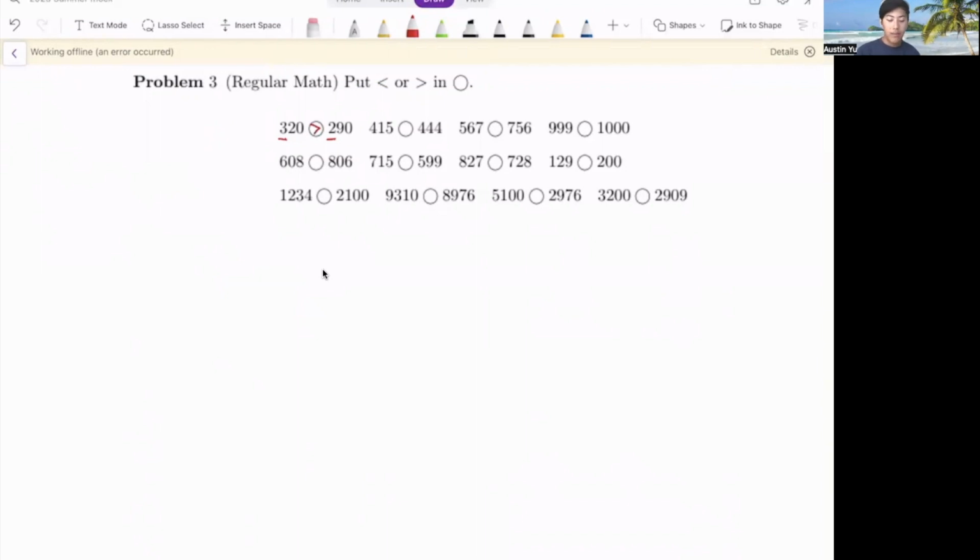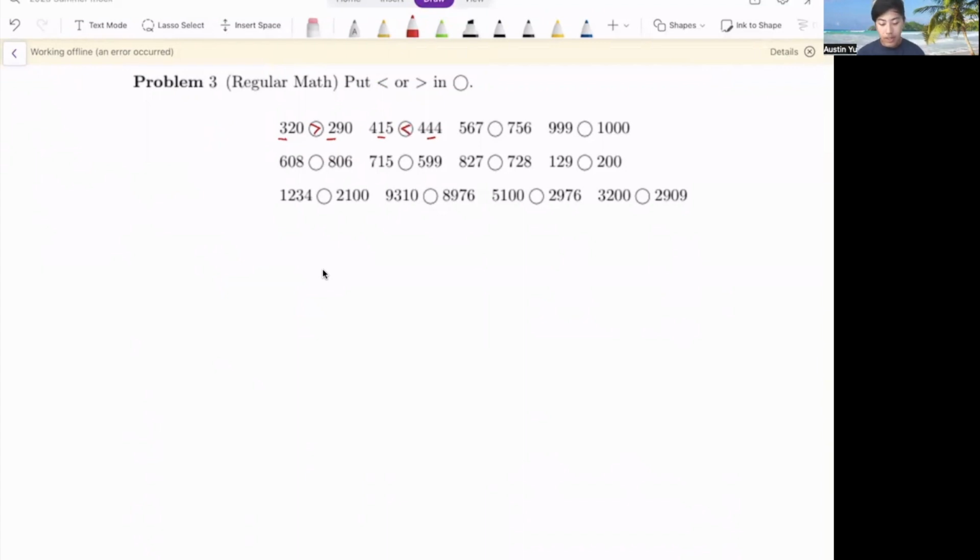Next one, we need to be a bit more careful because obviously the hundreds place is the same this time. So we need to move on to the tens place. In the tens place, we see that there's a difference. The left one is 1, where the right one is 4. So 4 is greater than 1, so therefore we put a less than: 415 is less than 444.